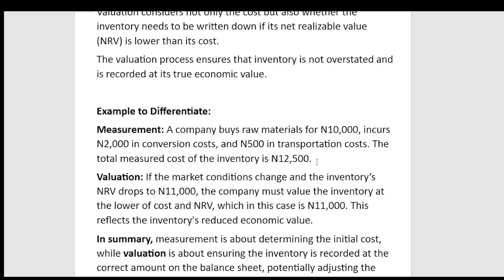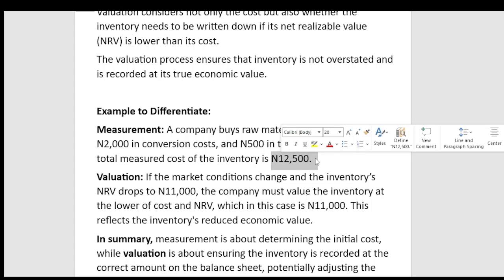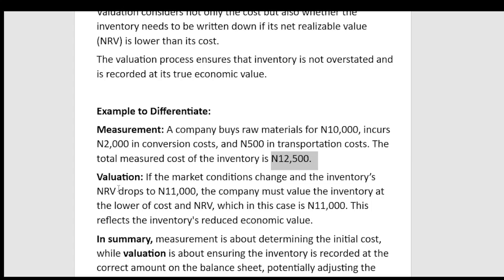Now, valuation would tell you how to adjust. Let's just read it. Valuation: if market conditions change and the inventory's net realizable value drops to 11,000, the company must value the inventory at the lower of cost and net realizable value, which in this case is 11,000. This reflects the inventory's reduced economic value. Measurement is getting the total amount it costs you to get that inventory into its location, while valuation is taking cognizance of any changes in the market value of that inventory, then you value it down.